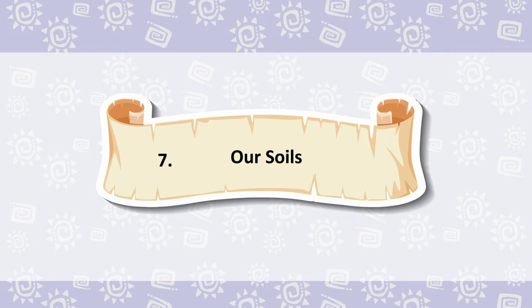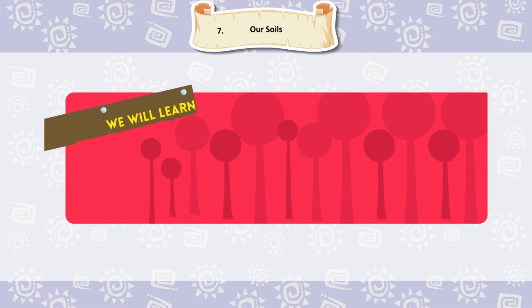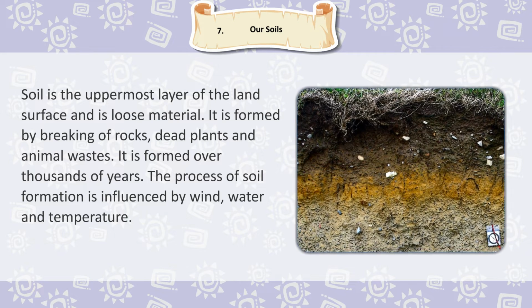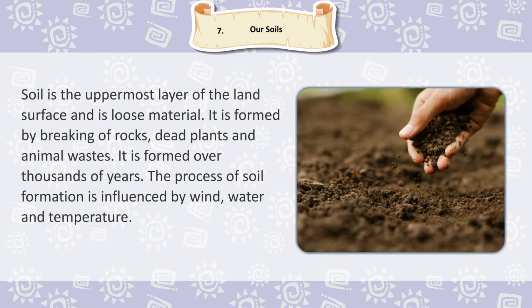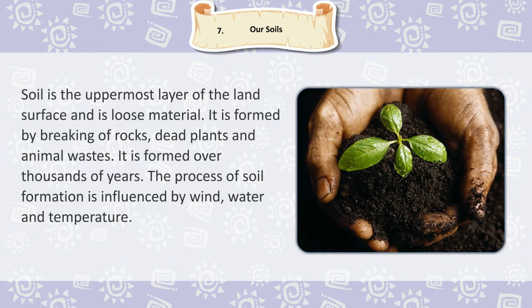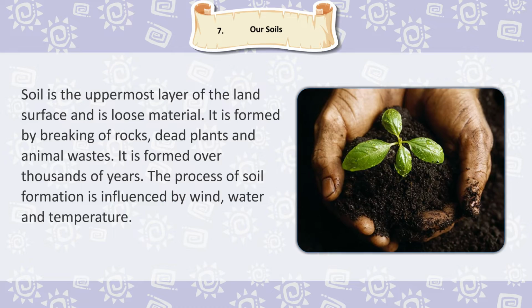Chapter 7. Our soils. We will learn types of soil, and soil erosion. Soil is the uppermost layer of the land surface and is loose material. It is formed by breaking of rocks, dead plants, and animal wastes. It is formed over thousands of years.